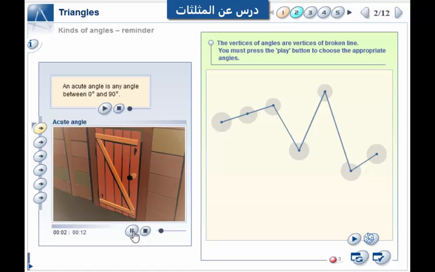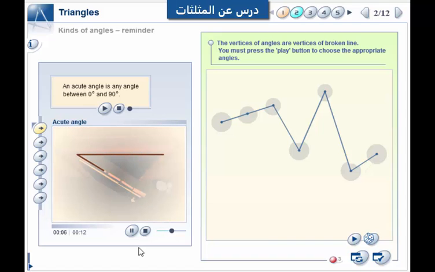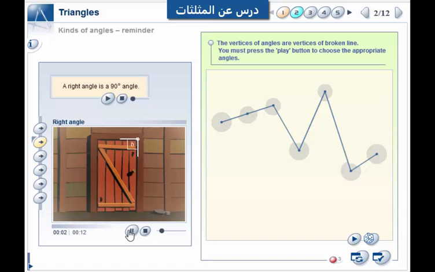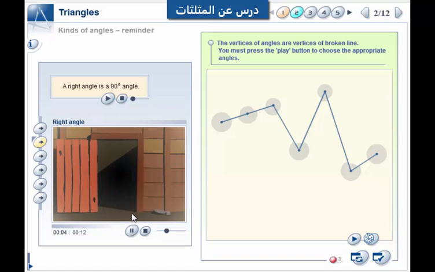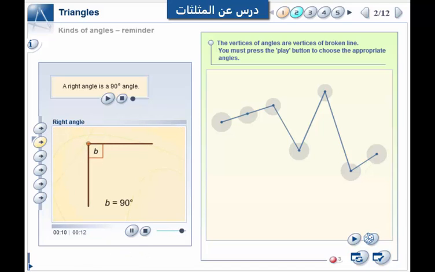When the door is opened slightly, it makes an acute angle. An acute angle is an angle less than 90 degrees. The door has a few right angles. A right angle is an angle exactly equal to 90 degrees.